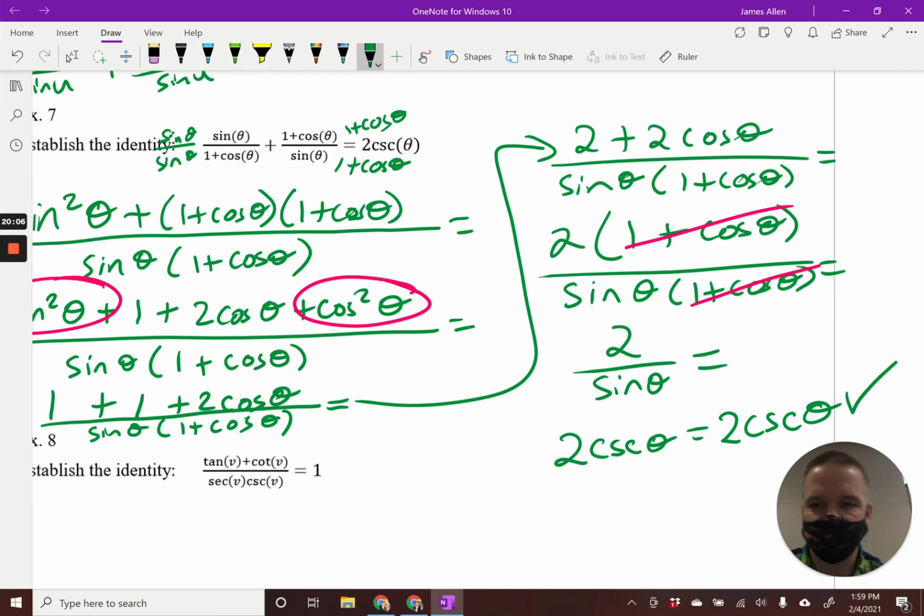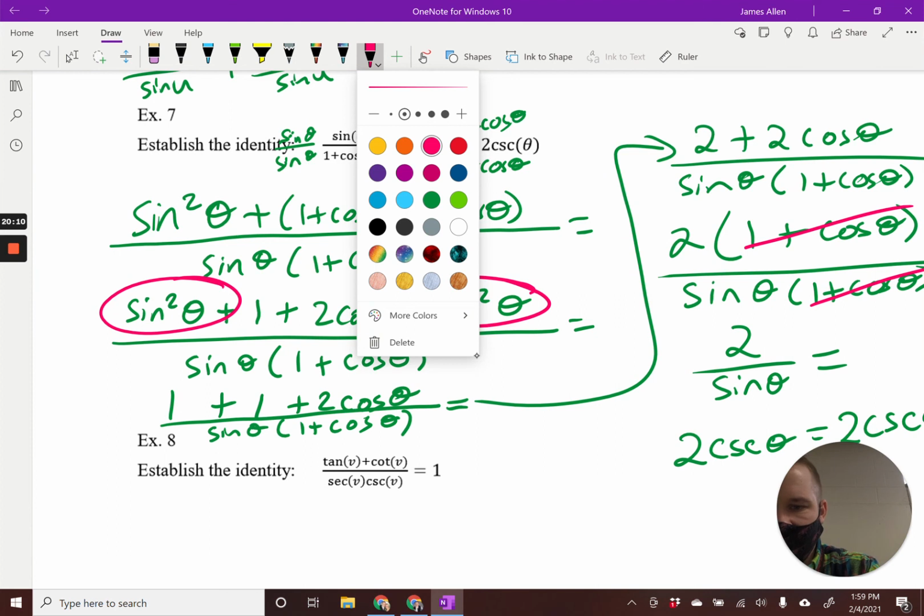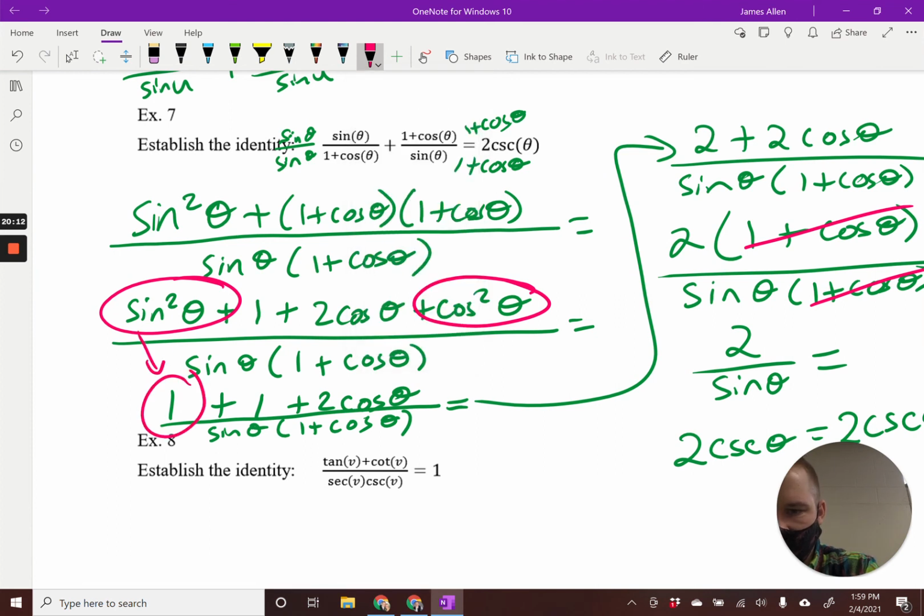Awesome sauce. And just to reiterate, these became 1 by my Pythagorean identity. Some people will then group them together. We were using a lot of space, so I just decided to circle them and show you, okay? But I want to make sure that you realize, hey, sine squared theta plus cosine squared theta is equal to 1. That's where we got that 1 from, in case you were wondering.